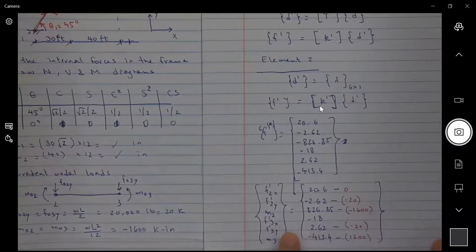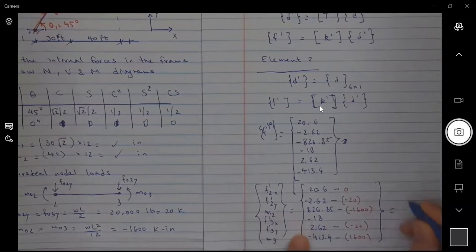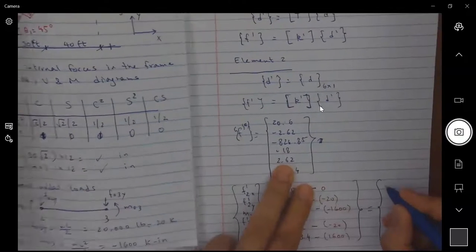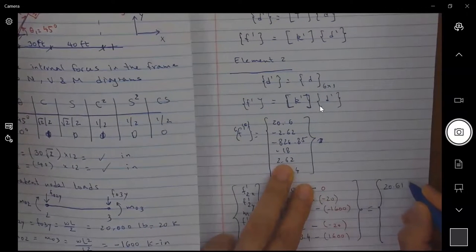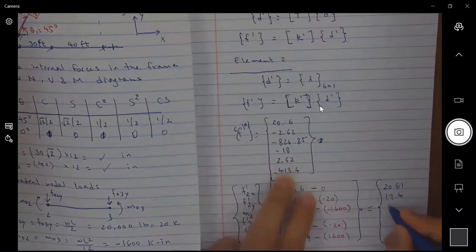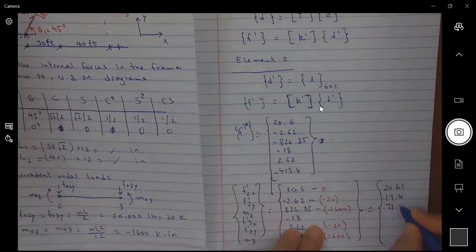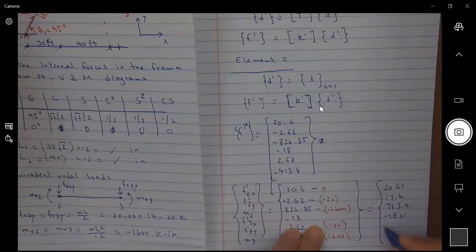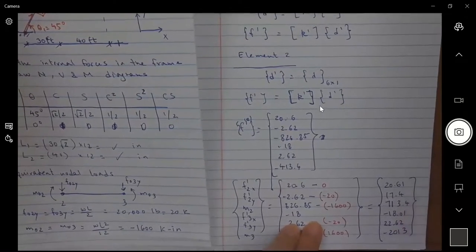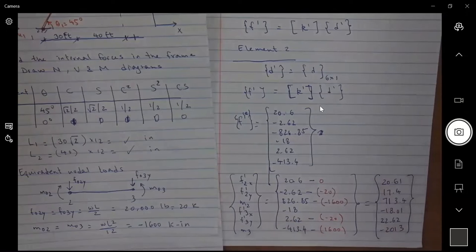So this is how we calculate the element forces. Of course, I trust you can do the math. Sorry for running late, but you get here 20.61, 17.4, 700, and 13.4, minus 18.01, 22.62, and minus 2013. These will be the internal forces: normal, shear, moment, normal, shear, moment. And the units will be kips, kips, then kip-inch, kip, kip, and kip-inch.